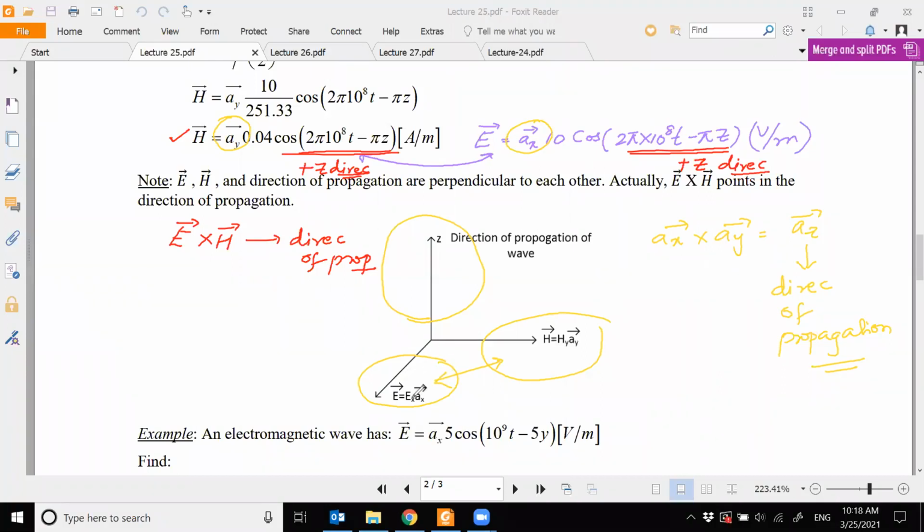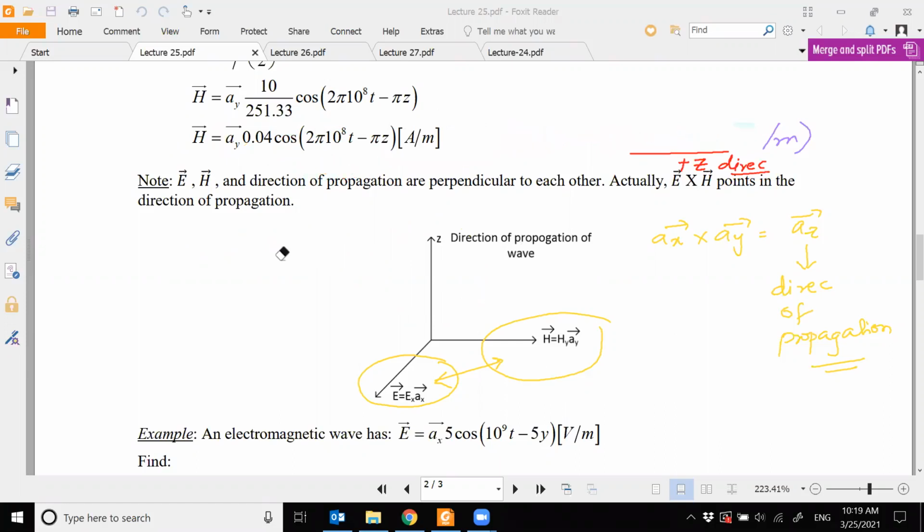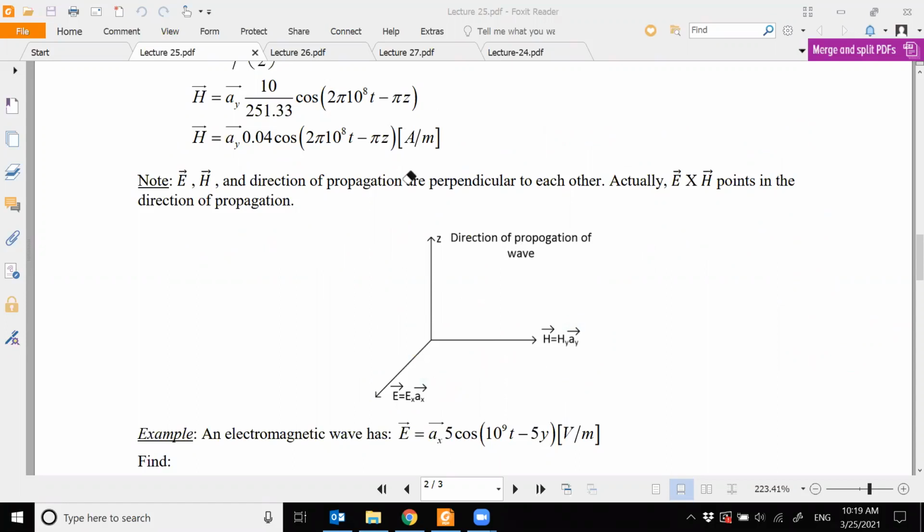So here Ex is perpendicular to Hy, and both of them are traveling in the z direction. This is a very important conclusion. So you can use the idea of E cross H to identify the direction of your electromagnetic wave. You can find the direction of the electromagnetic wave.